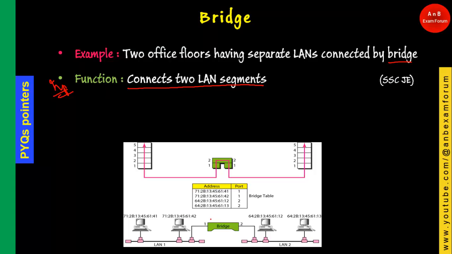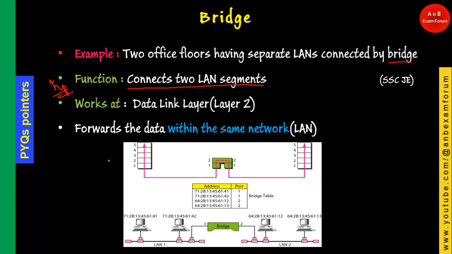You have 2 LANs, this is your first LAN, this is your second LAN, and you want to connect these 2 LANs. For that you need a networking device named a bridge. Bridge, as you know, the word itself says it is used to connect the 2 parts. So here it is going to connect the 2 LAN segments, and it works at the data link layer, not at the physical layer. And the main pointer is that it is going to forward the data within the network. So this network which was made, it is going to forward in the same network. It cannot send outside to the internet.